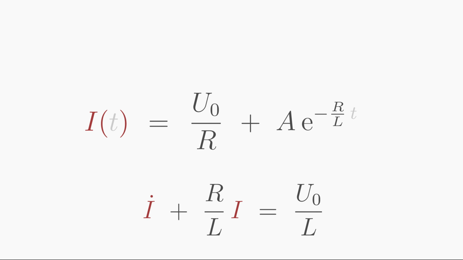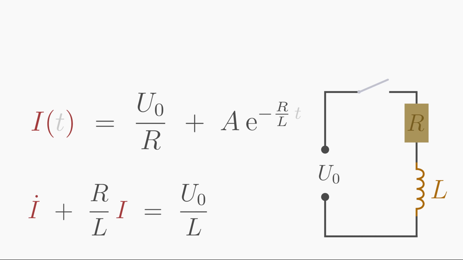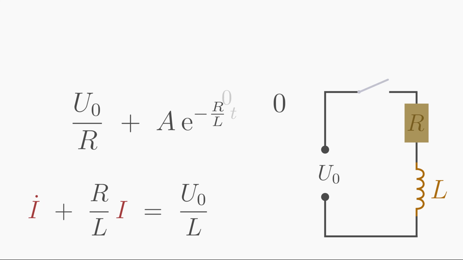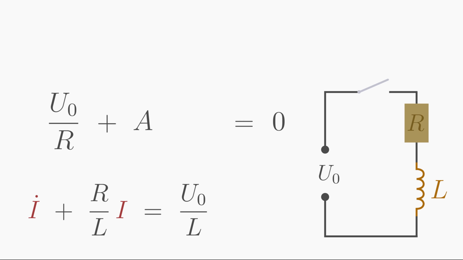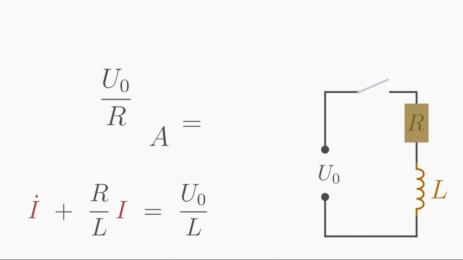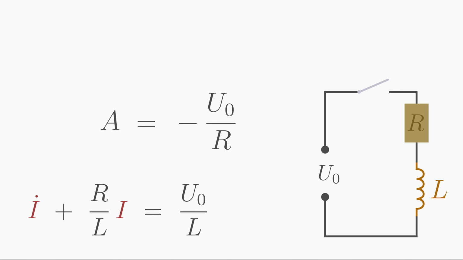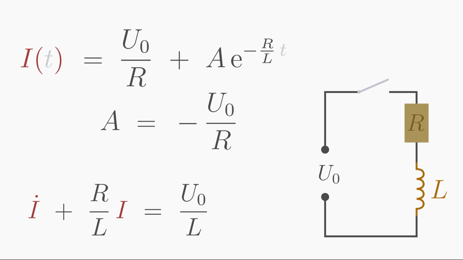To get a solution specific to the problem, we need to determine the unknown constant a. For that, we need an initial condition. If we say that the time t equals 0 is the time when the current I was 0, because we have not yet closed the switch, then our initial condition is y of 0 is equal to 0. Insert it into the general solution. E to the power of 0 is equal to 1. Solve for a and you get a is equal to minus U0 over R. Thus we have successfully determined the specific solution.